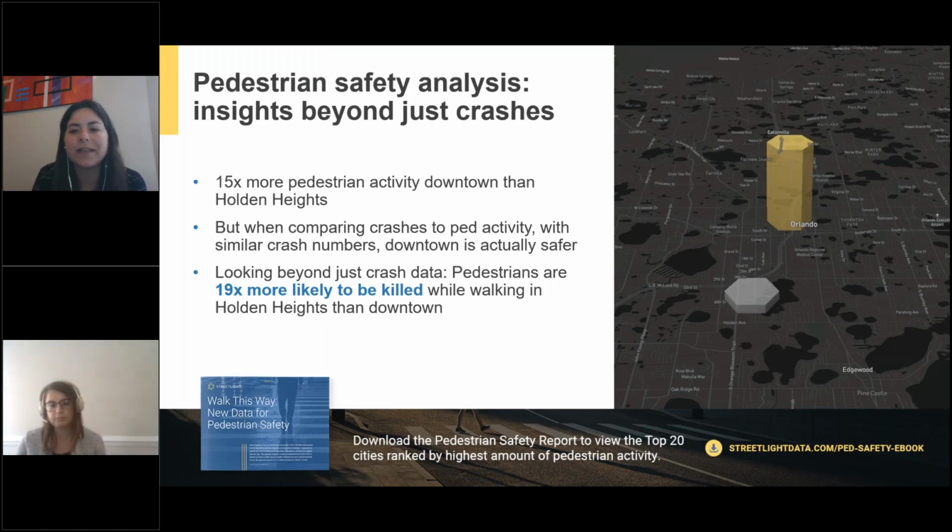Combining the data gave us an important insight. When comparing total pedestrian activity to crashes, Holden Heights is 19 times riskier than downtown. So Holden Heights is a priority not because it has one more pedestrian death, but because the ratio of pedestrian travel to deaths is so much higher than downtown.